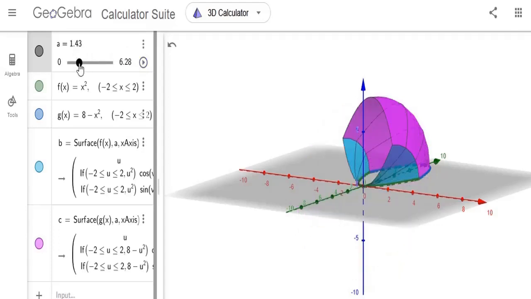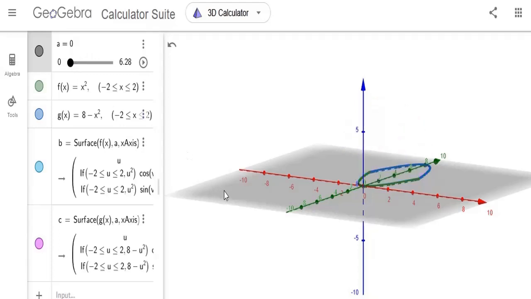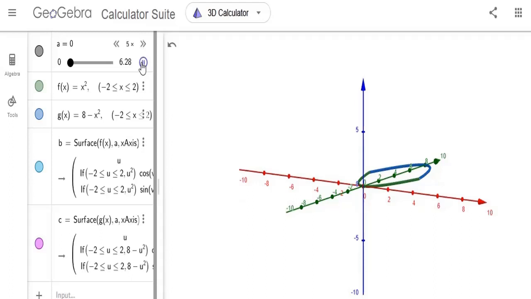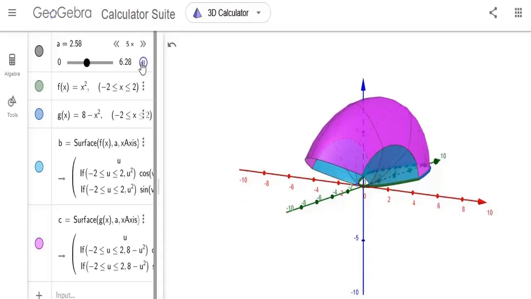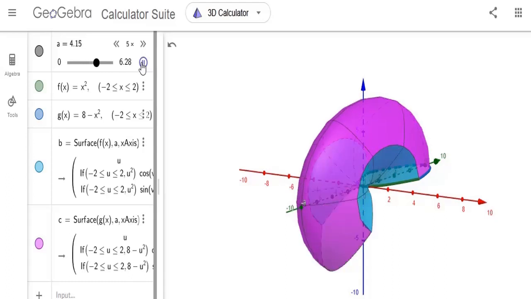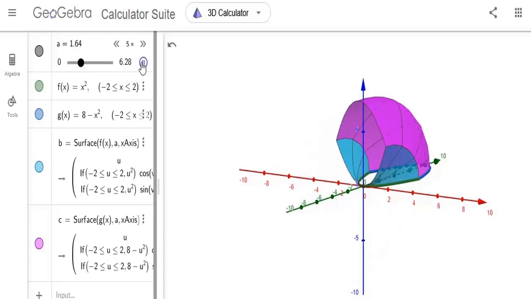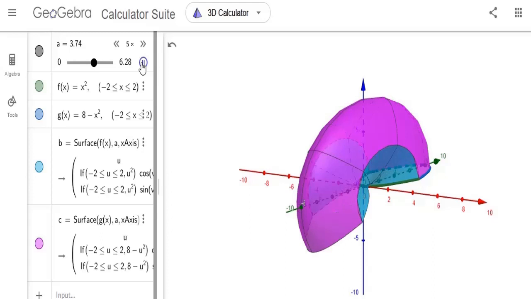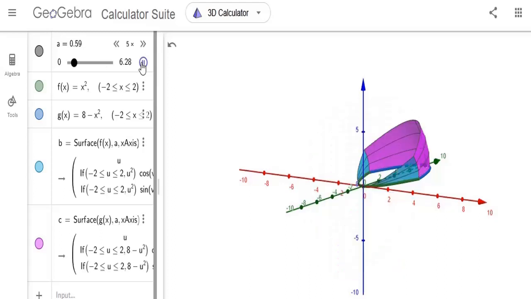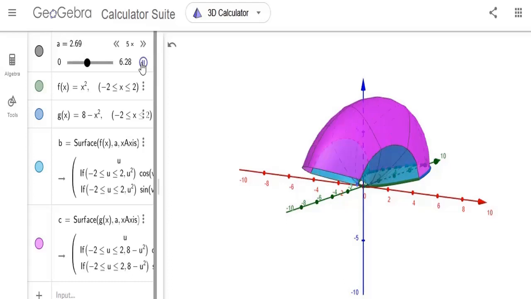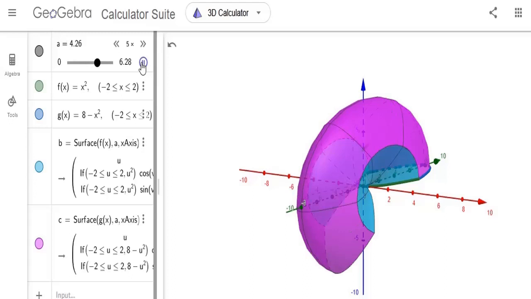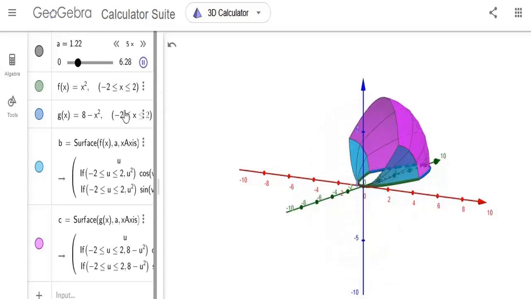Okay, so let's remove the plane. Okay, so that was the second animation.